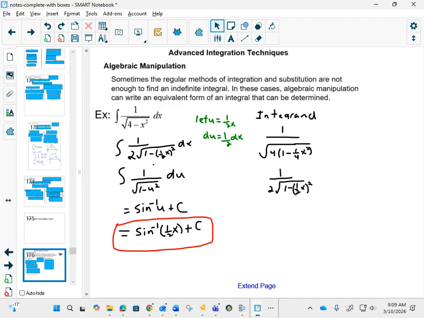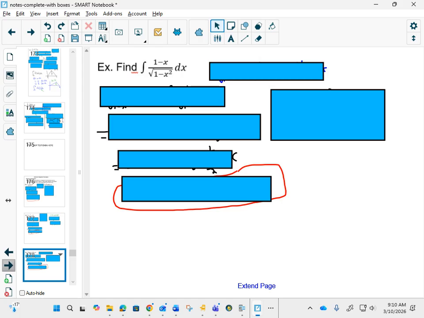So the ones that we have, right? Here's sine inverse. Tan inverse on the bottom has 1 plus x squared. And secant inverse has x and a square root of x squared minus 1. So those are things that you're looking for, the basic format with numbers changed. So this next one.